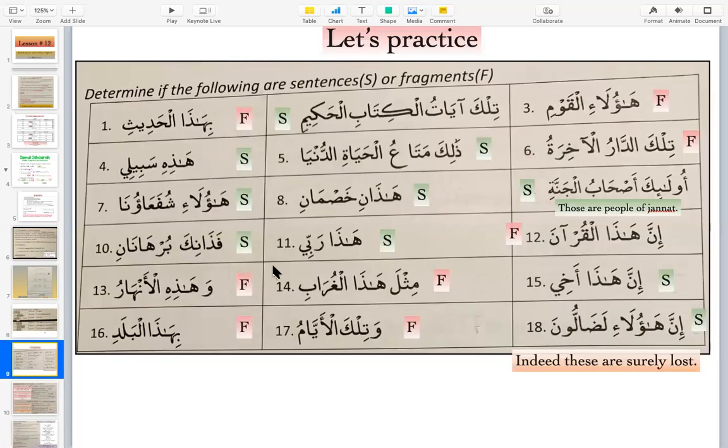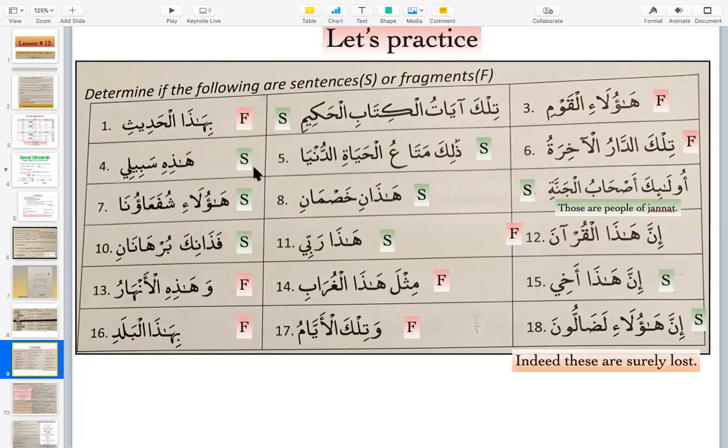Now let's see, what do we have more? Okay, more practice. Now bihadhal hadisi. Determine if the following are sentences or fragments, so we need to find out. Bihadhal hadithi, so ba is our harfu jar, haza is our ismu majrur. Okay, and now after haza, what do I see? I see al over here, so that means this is my fragment. Okay, so I'm gonna translate in this hadith, or by this hadith, or with this hadith, or by this narration.